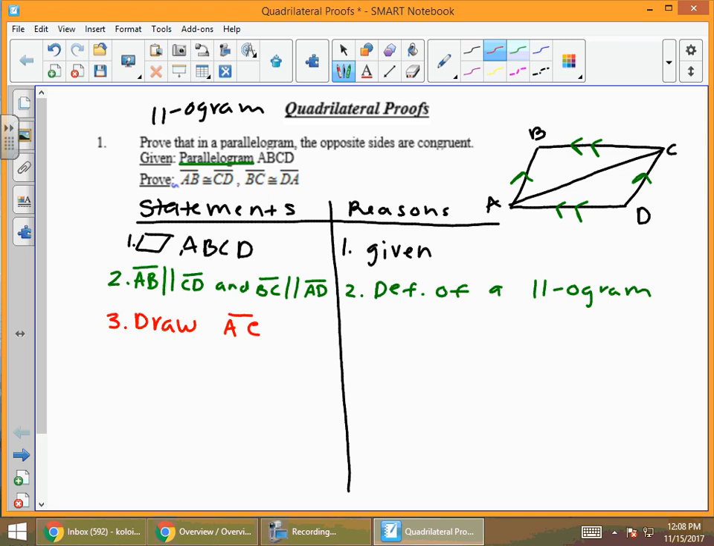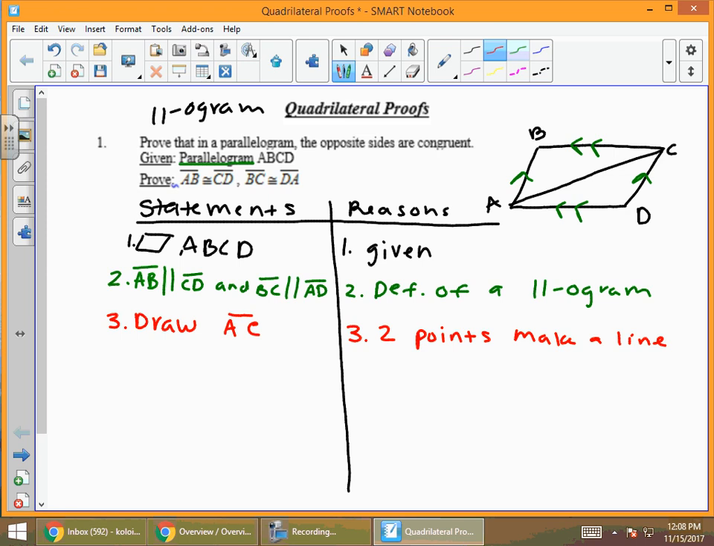And your reason for that is two points make a line. Make sure I have that correct. Two points make a line. So if you don't have the diagonals given to you in the diagram, or if you're not told in your proof that you have the diagonals, you have to draw them in. And when you do that, you just say draw, and then whatever diagonal you made, and your reason is two points make a line. You can connect any two points with a line.